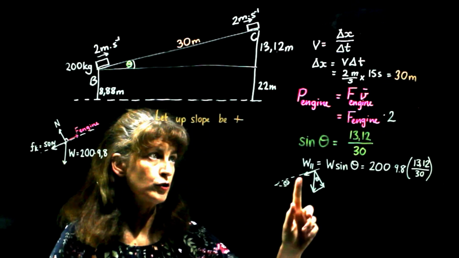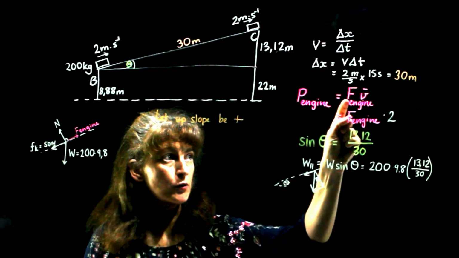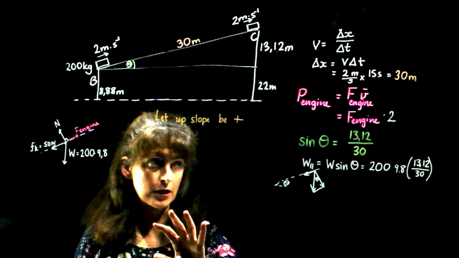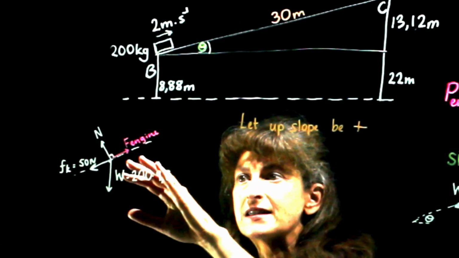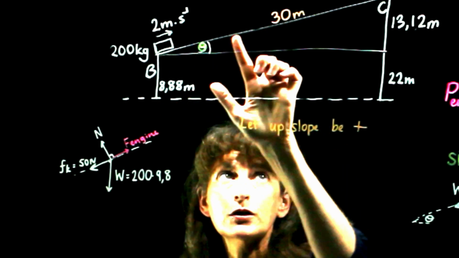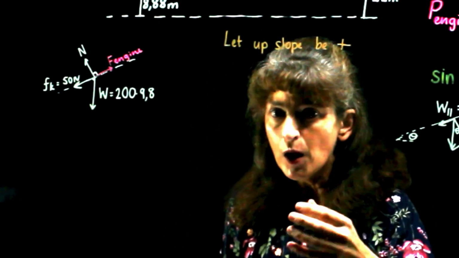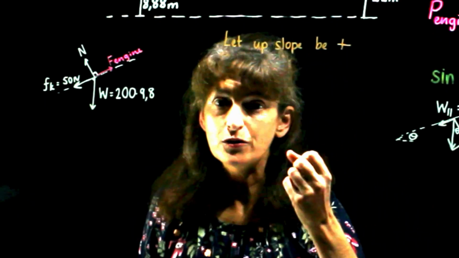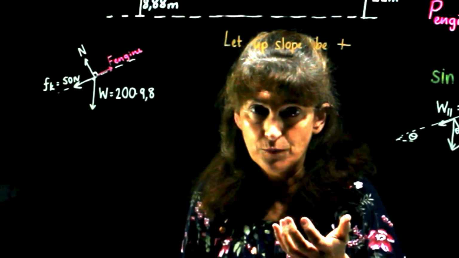Right, so what are we trying to do? We're trying to find out P engine. In order to do that, we need F engine. So right now, we're actually trying to find out F engine. How are we going to do that? We know that this is in equilibrium. How do we know that? Because it moves at constant velocity. Since it's in equilibrium, we know that all the forces acting on it add up to 0. There's a net force, a resultant force of 0.